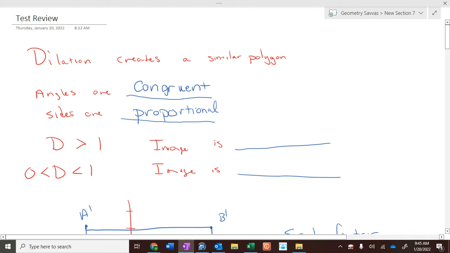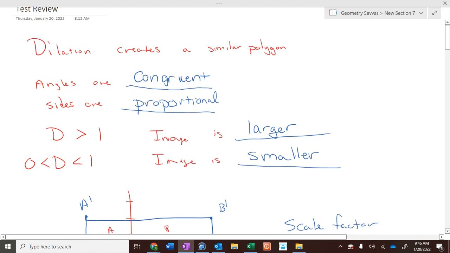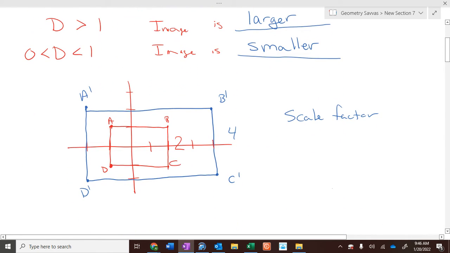If you have a dilation greater than 1, is the image larger or smaller than the pre-image, than the original object? Larger. And if the dilation is in between 0 and 1, the image is smaller. Very good.